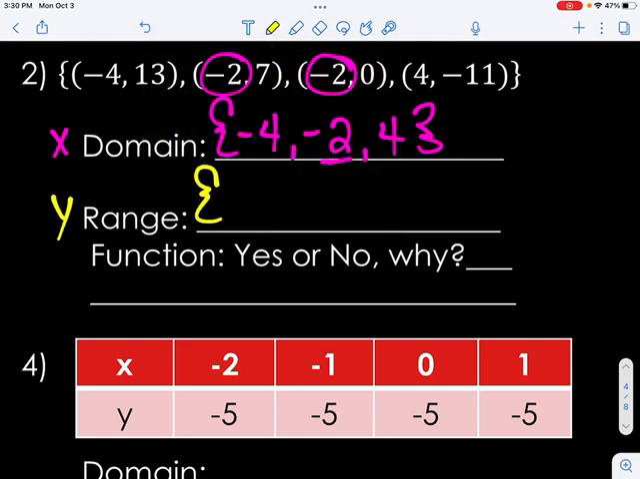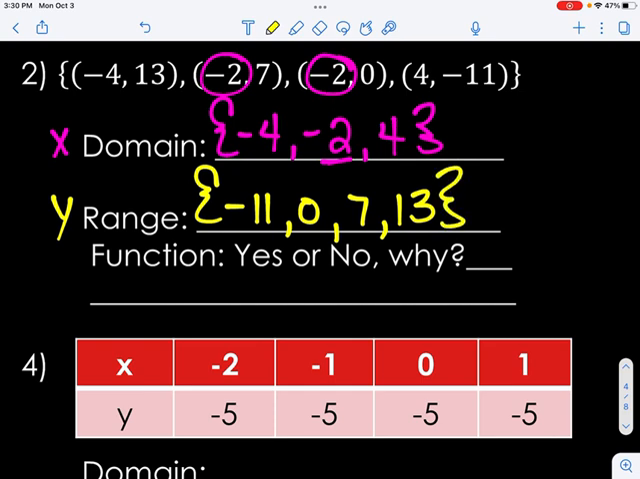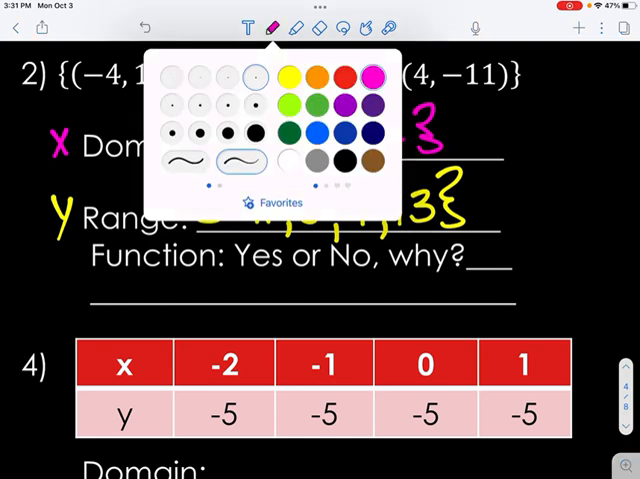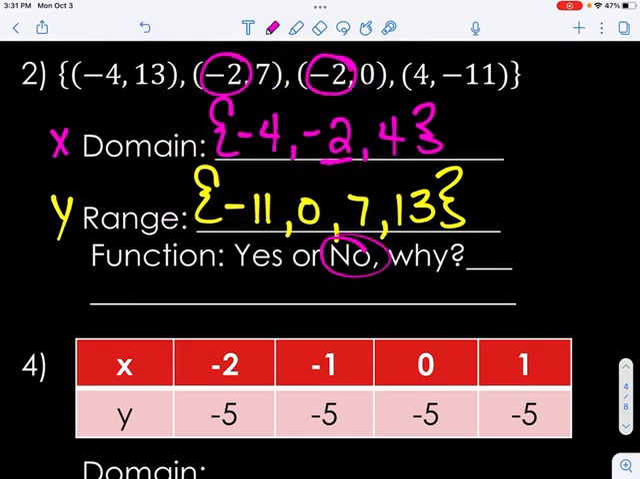And then my range, remember, are the y values. So we have -11, 0, 7, and 13. Then the question is, is it a function? So as we highlighted already, my domain has the same number in it. So the answer would be no, it is not a function because -2 repeats, okay?